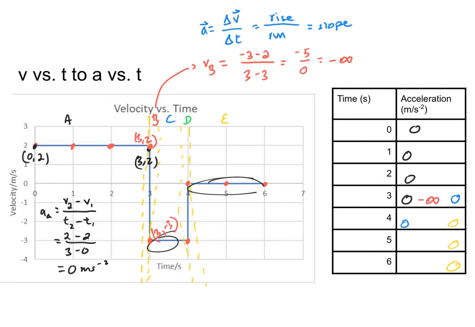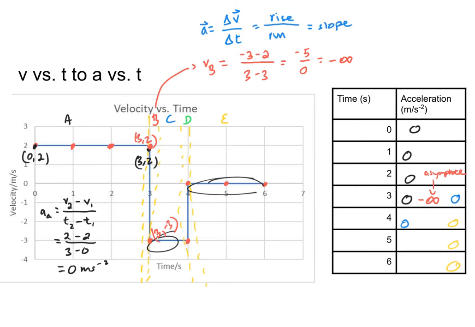And so from 0 to 3 seconds, I have a slope of 0. Then I briefly am going to have a slope of -infinity, and then a slope again of 0. And so that's something that we call an asymptote. So we're going to asymptotically approach negative infinity, and then go back to 0.